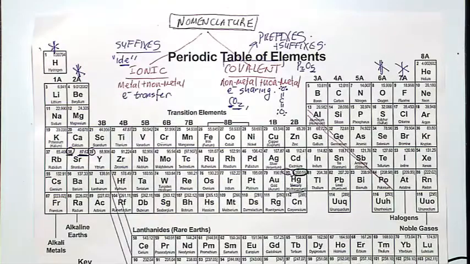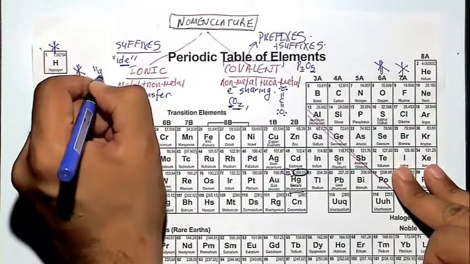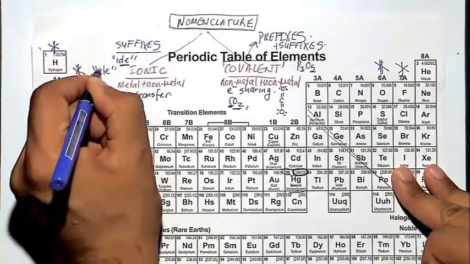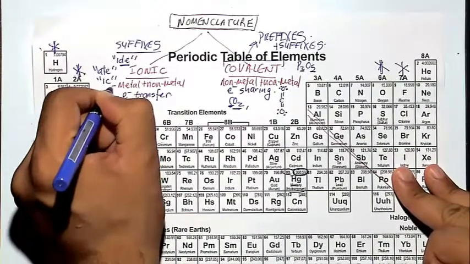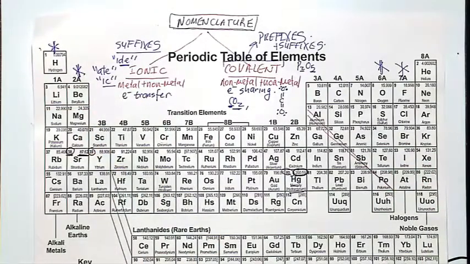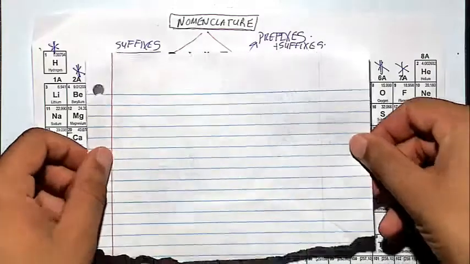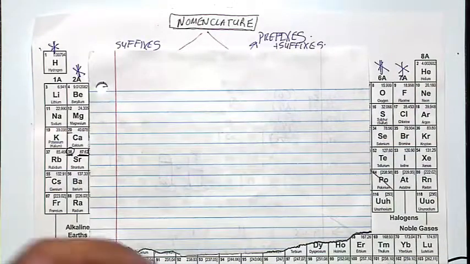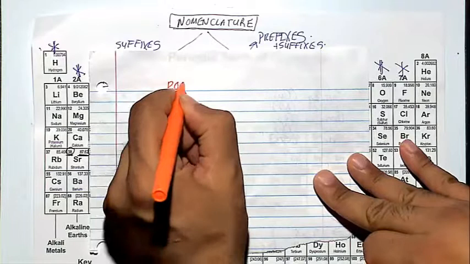In some cases, we will have a different suffix known as ate. Sometimes we'll see ic as well. So that's a source of confusion as well. Now, another thing that you have to worry about, which makes things more complicated, are polyatomic ions. These are just things that you have to memorize. Polyatomic ions are part of your flashcards.